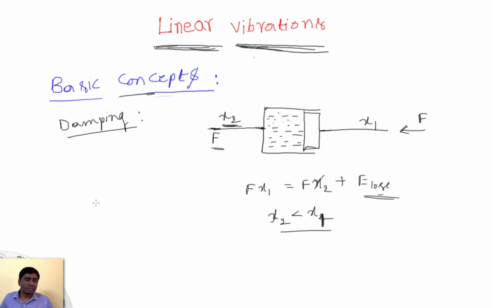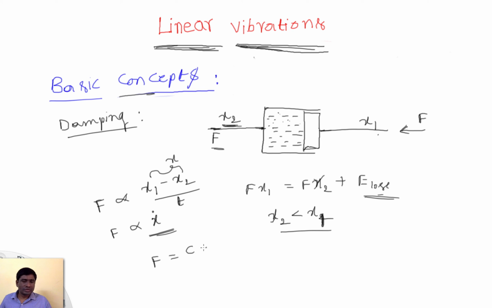So in case of damping, the force is proportional to the change in displacement from the start to the end within a time. That means it is x1 minus x2 divided by t, which is nothing but velocity. So let's say this x1 minus x2 is x, then it's x dot. So force in the damping is proportional to x dot, with some proportionality constant c into x dot, where c is the damping coefficient.